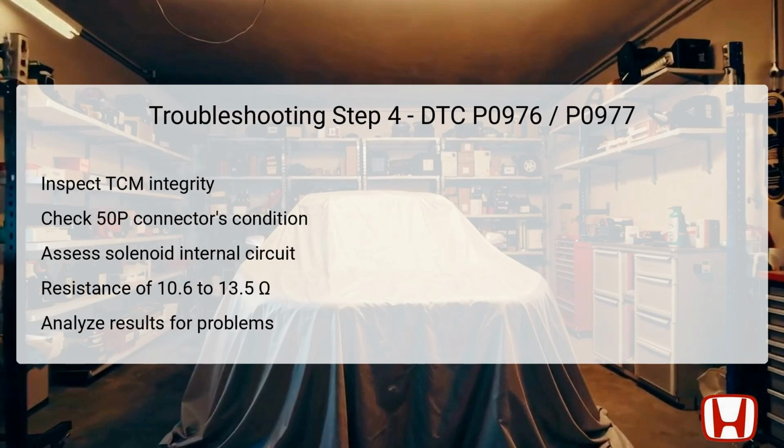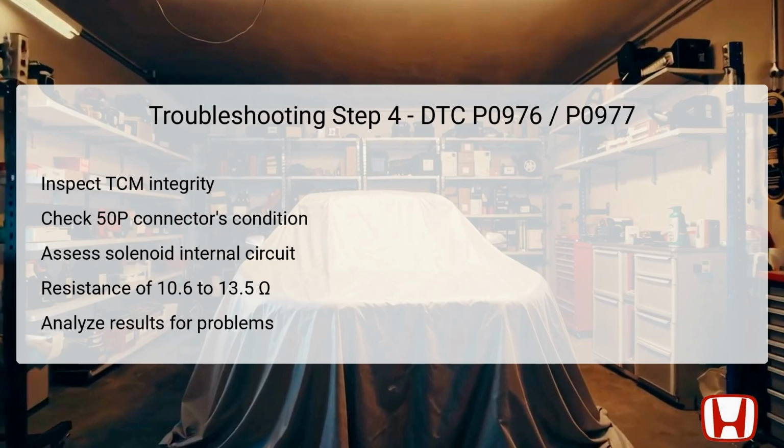In Step 4, focus on inspecting the integrity of the transmission control module, TCM, which is crucial for command transmission to the Shift Solenoid Valve B. Begin by assessing the condition of the TCM's 50P connector and ensuring all connections are secure and undamaged. Following this, perform a solenoid internal circuit inspection while the TCM is still disconnected.